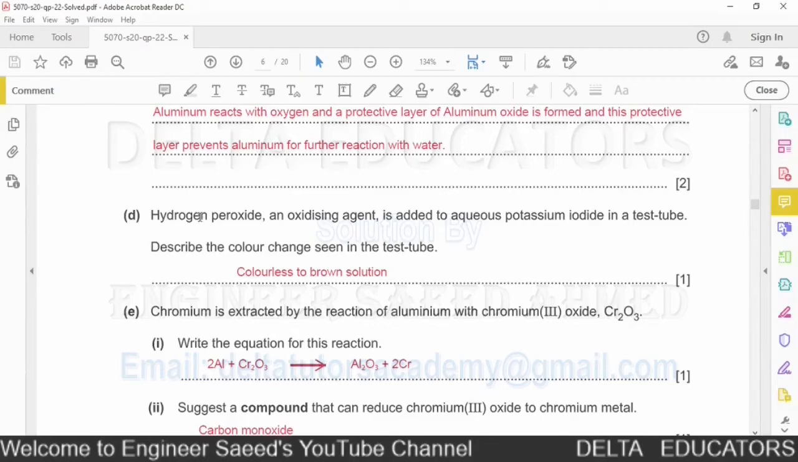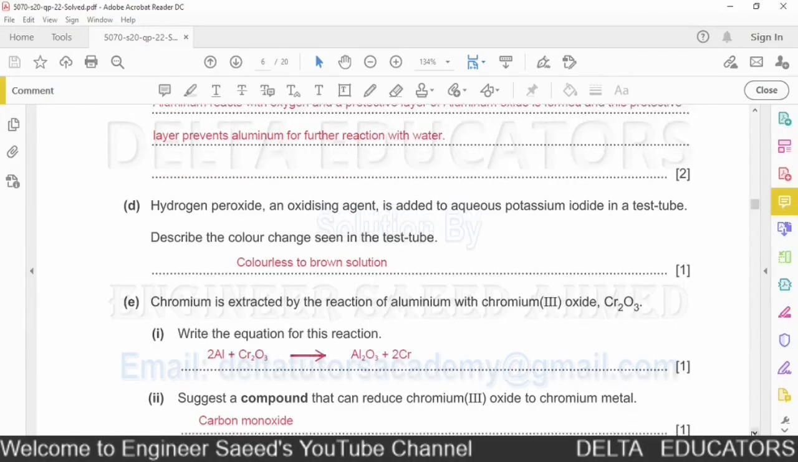When we add hydrogen peroxide in the test tube, which contains potassium iodide, this potassium iodide reacts with hydrogen peroxide. We will get aqueous iodine, and the color of aqueous iodine is brown. So we will get a brown color solution. So what will be the change in color? Color change will be colorless to brown solution.